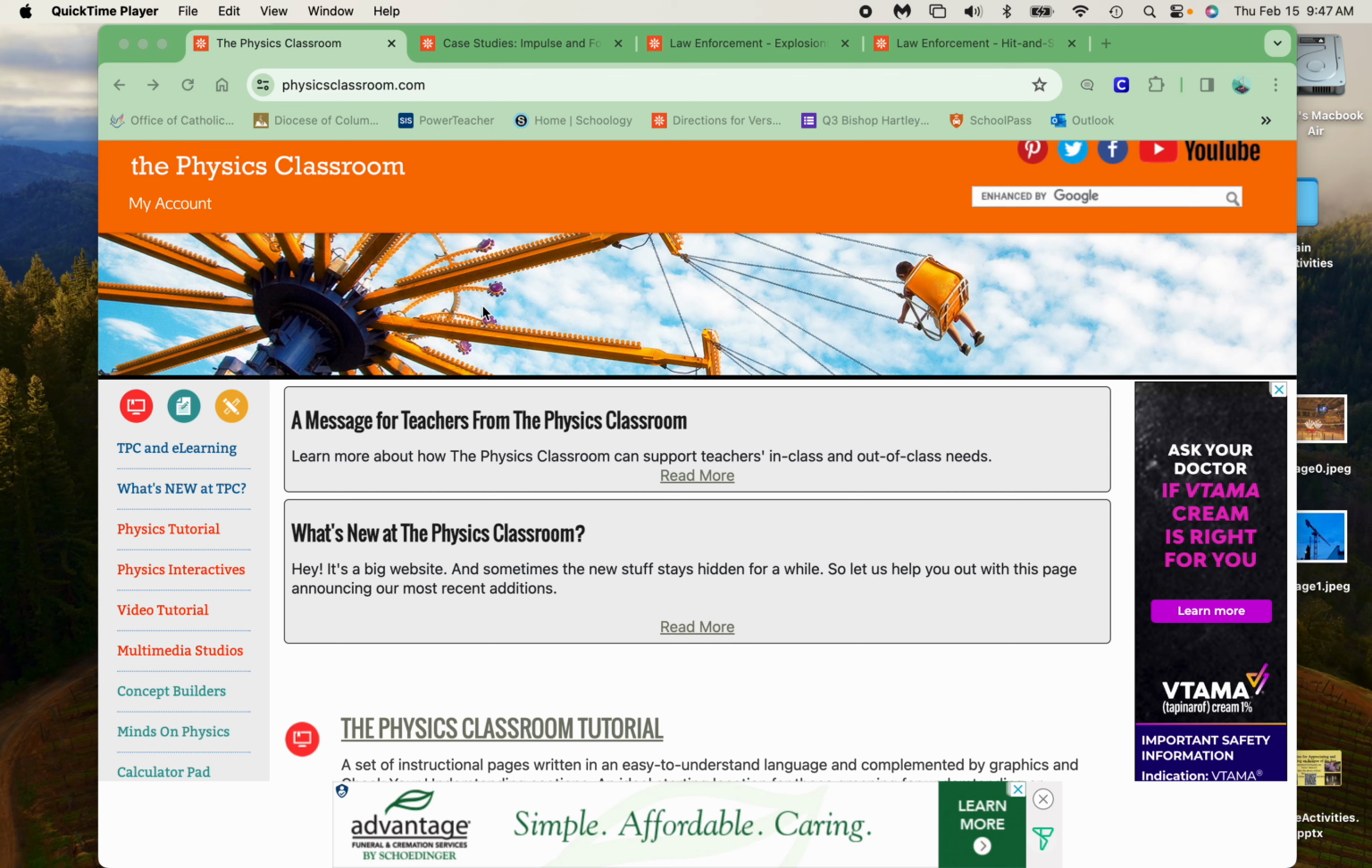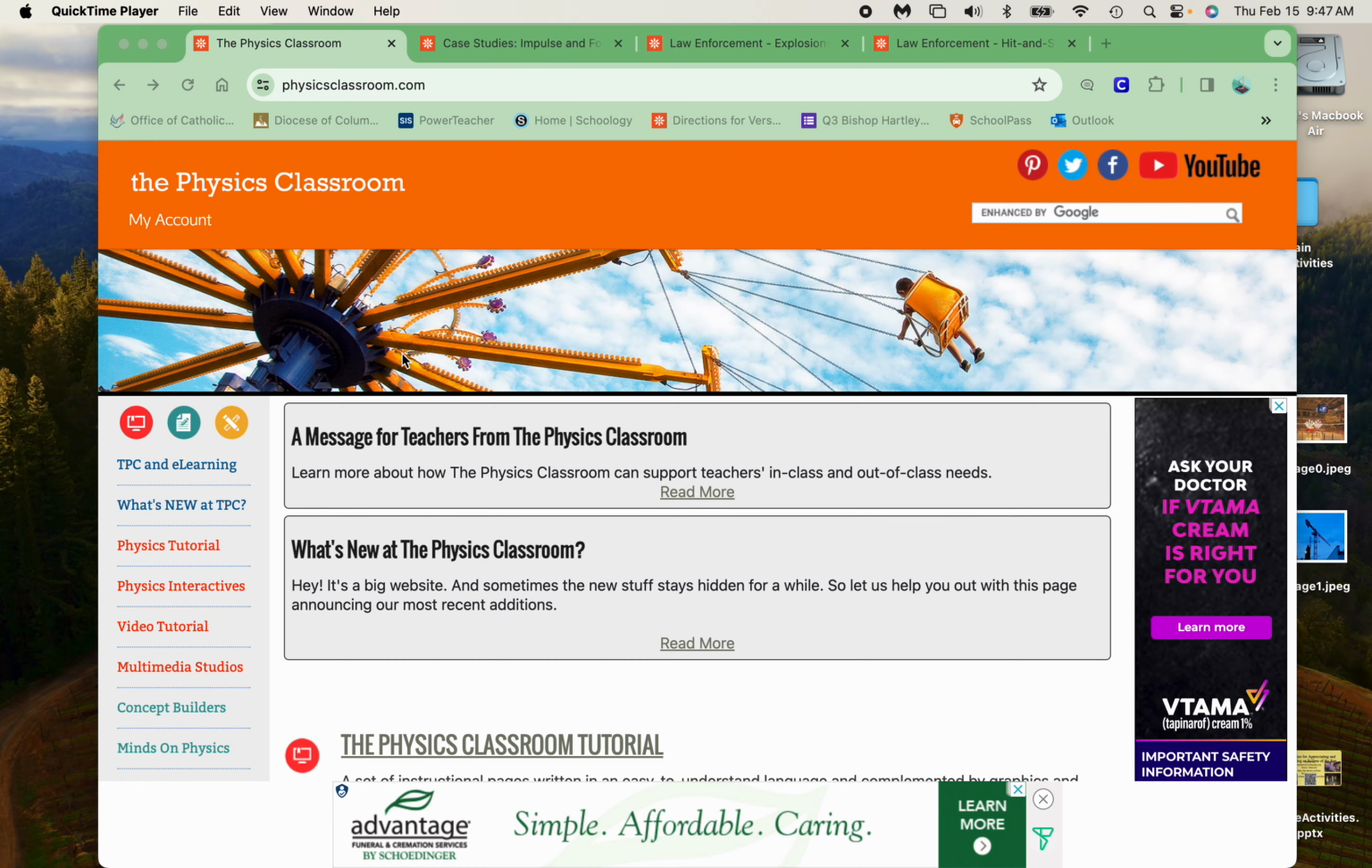Right, so these are some samples of the momentum and impulse concept builders that I'm going to ask you to do in class. Keeping that in mind, when you go into the Physics Classroom, the key thing you've got to do is log into your account. If you can't log into your account, you need to get a password reset.